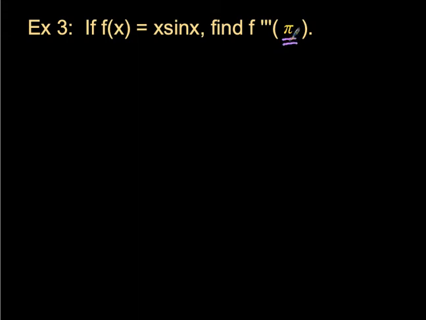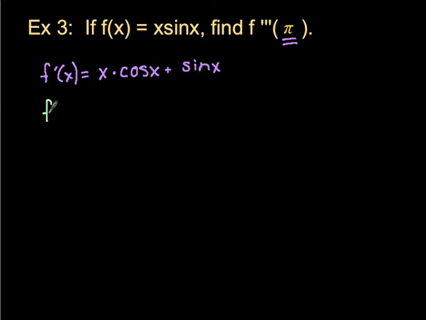So the first thing I'm going to do, I'm going to need the product rule for my first derivative, and then I'm going to have to clean that up. So I'm going to do the first times the derivative of the second plus the second term times the derivative of the first, which is just 1. All right, so that's just x cos of x plus sine of x.